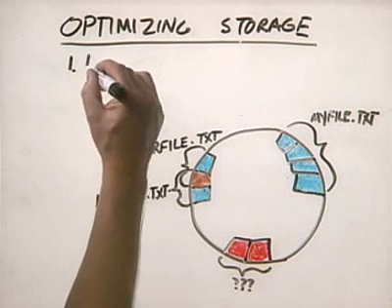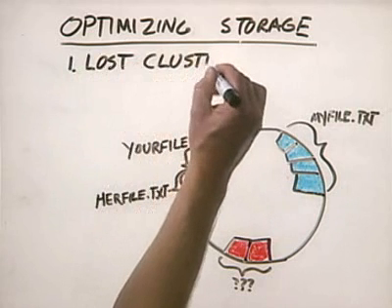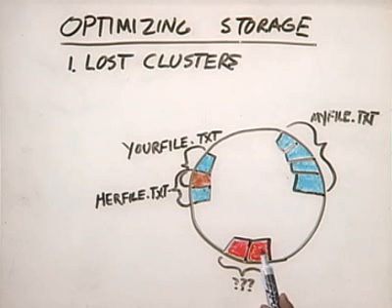Number one, it looks for lost clusters. A lost cluster is a series of clusters on the hard disk drive that are not associated with a particular file. There's data there, but it's unknown as to what file that data belongs to. Somewhere along the line, something got messed up, and the file name was lost. These are called lost clusters.